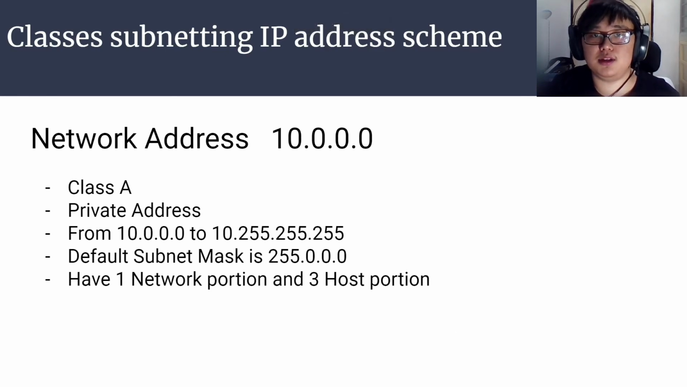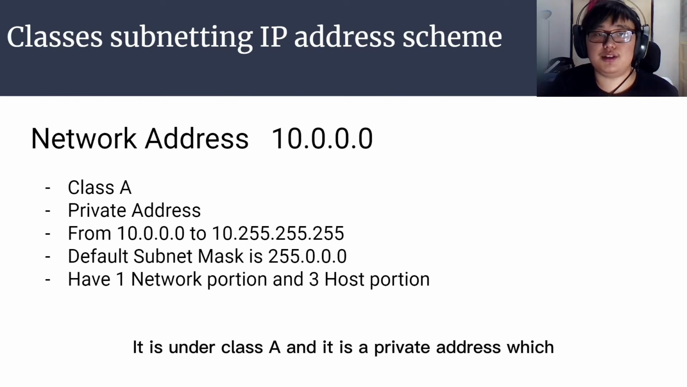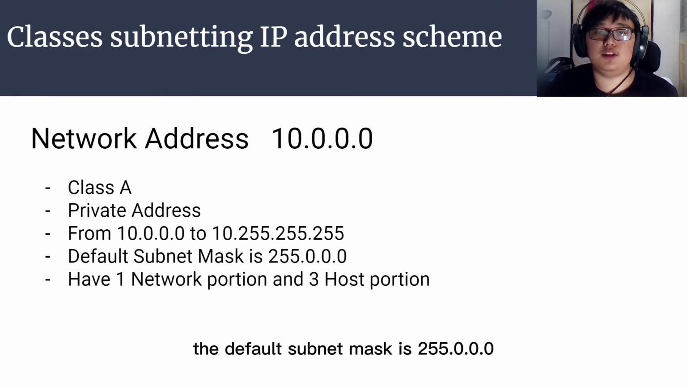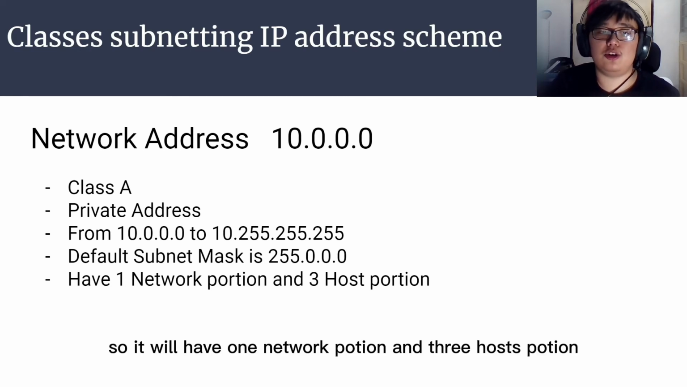IP address scheme. In this network assignment, we use 10.0.0.0 as our network address. It is under class A and it is a private address, which is from 10.0.0.0 to 10.255.255.255. The default subnet mask is 255.0.0.0, so it will have one network portion and 3 host portions.